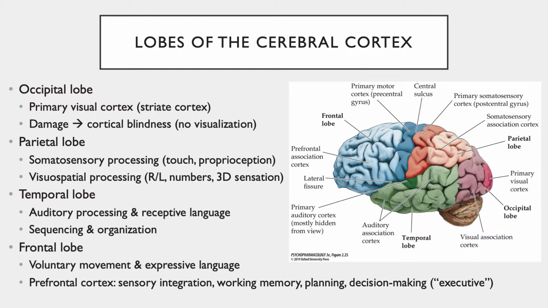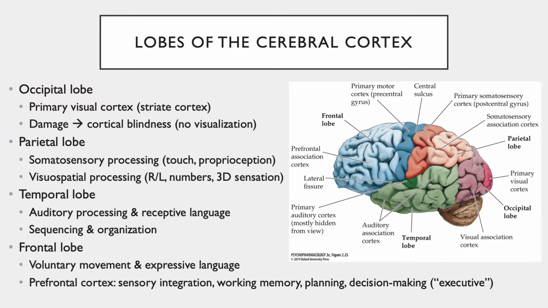The major function of the parietal lobe is somatosensory processing. This includes functions like processing touch and proprioception, as well as visual spatial processing, such as knowing the difference between the right and left sides of the body, being able to use numbers, and to experience the world in 3D. The parietal lobe also helps with overlearned skills, at this point in our lives, things like reading, writing, and naming objects.